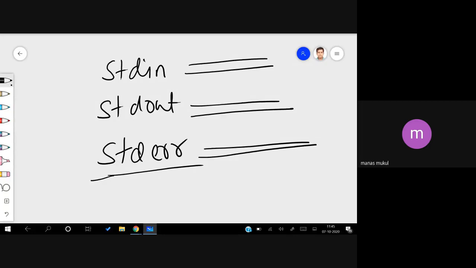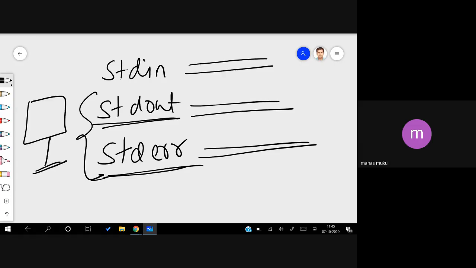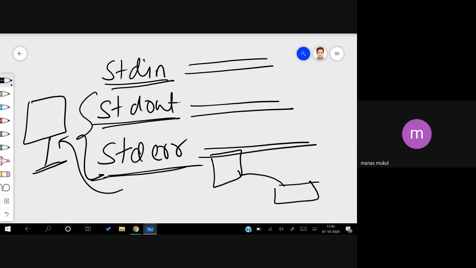So STDERR and STDOUT are two streams which are connected to your monitor. That means from your main program, the pipe is connected to your monitor. But STDIN is a stream which is connected to your keyboard. So basically, this is an input stream, and both of these are some form of output streams. Okay? Did you understand this?